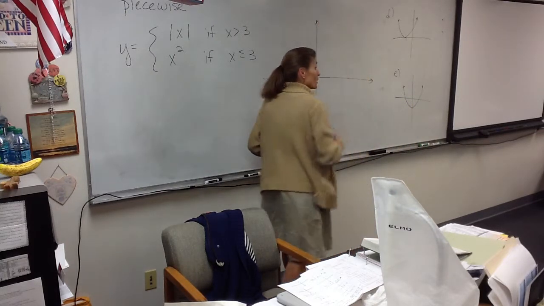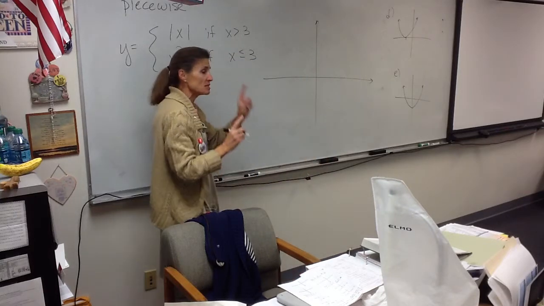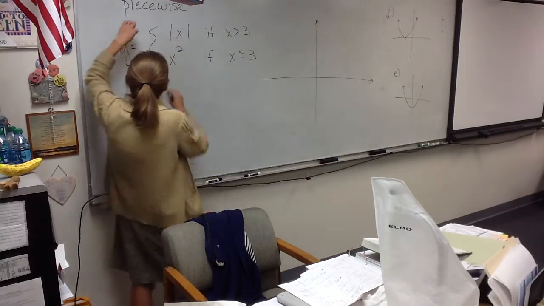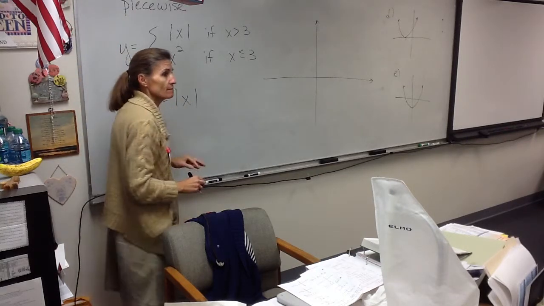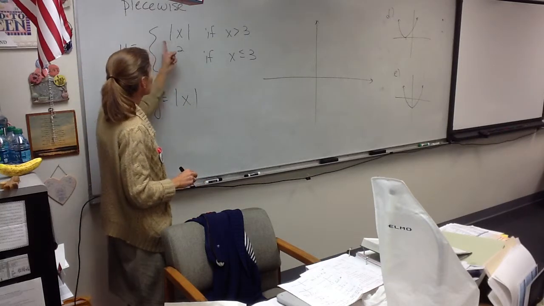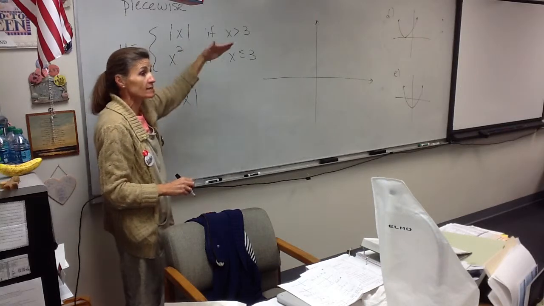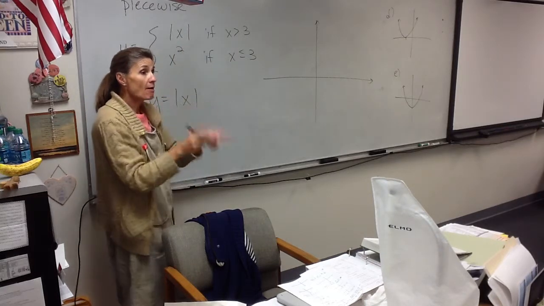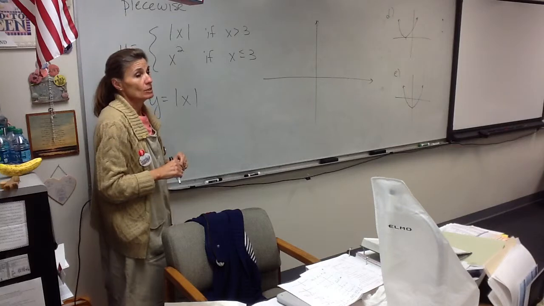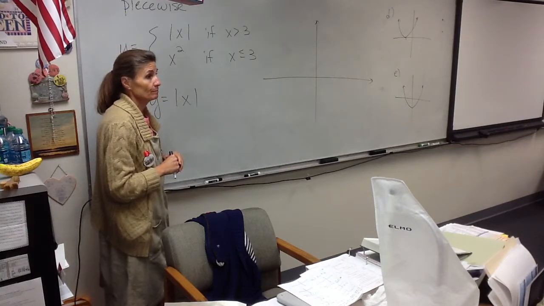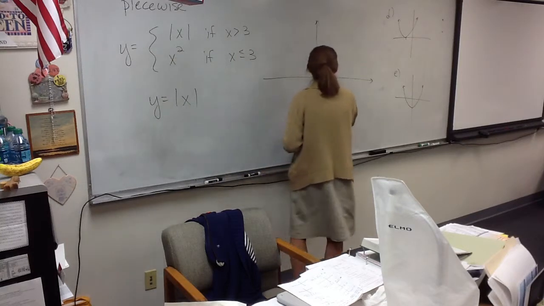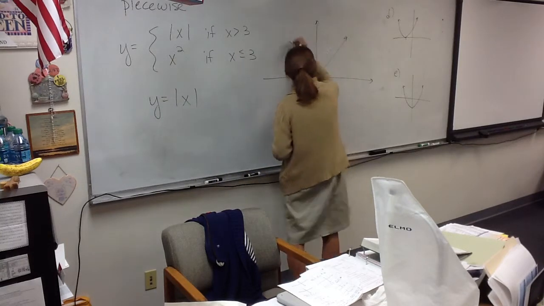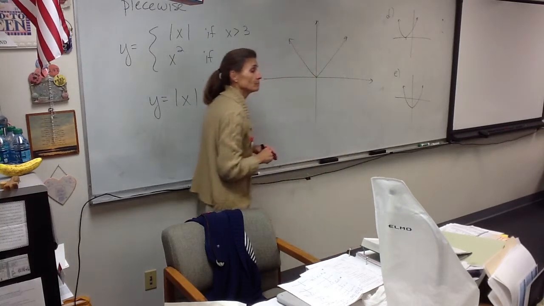All right, so we're going to look at this a piece at a time, piecewise. Let's look at that top piece. Y equals the absolute value of x. I'm only looking at the top piece. Everybody in this room should know what that looks like. What does that look like? It's a V. So I'm going to sketch that V, because that's what it looks like.